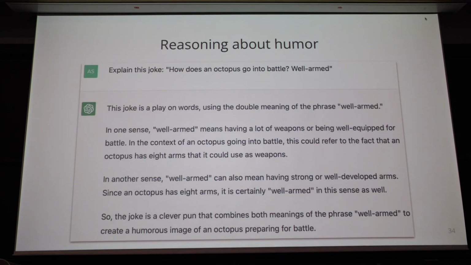The next example is reasoning about humor, because humor has typically been a long-standing task where people said, oh, these machines can do these trivial things, but humor is something more creative. You need a higher level of understanding and so on. So here, this is just a pun, I guess. How does an octopus go into a battle? Well armed, right? So it needs to understand that well armed means having arms, and at the same time the fact that an octopus has 8 arms. That's the pun here, and it's able to explain why this is the case.